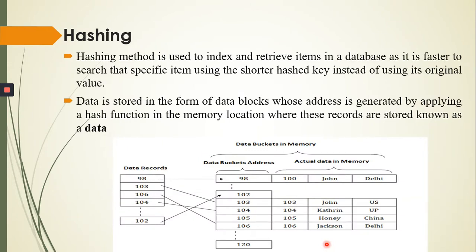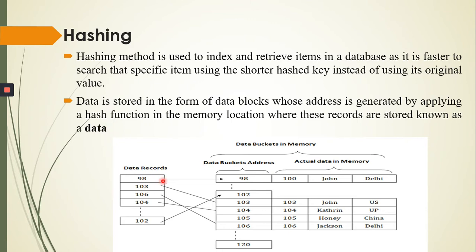The hashing method is used to index and retrieve items in the database, as it is faster to search for a specific item using the shortest hash key instead of using its original value. So simply we are using the hash function to calculate the address of the data. Data is stored in the form of data blocks where the address is generated by applying the hash function. Remember, the hash function is used to calculate the memory location where our data is stored.